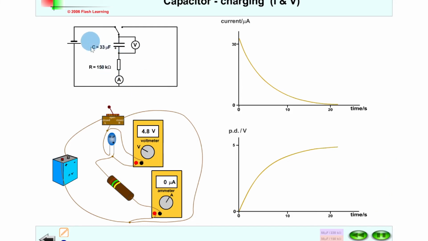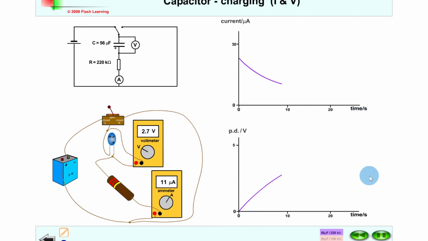However, if I now swap out the capacitor and resistor for ones of higher values, so let's say we choose the 56 microfarad capacitor and the 220 kilo ohm resistor this time, so both the capacitance and the resistance have been increased. If I click play here, you'll notice that just like before, we have the potential difference increasing over time and the current decreasing over time. However, the potential difference is taking longer to reach its maximum value here, and the current is also taking longer to decrease to zero. It's also the case that the current is starting at a smaller maximum value here than before.